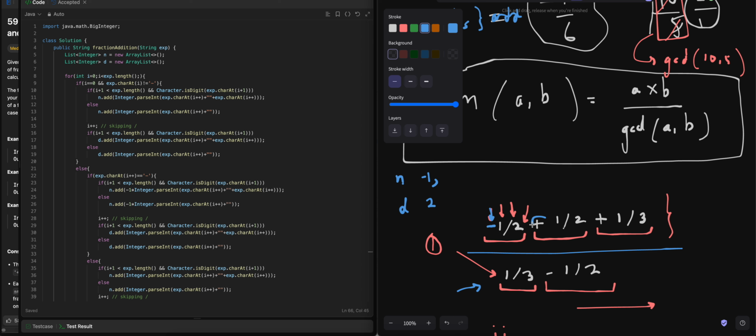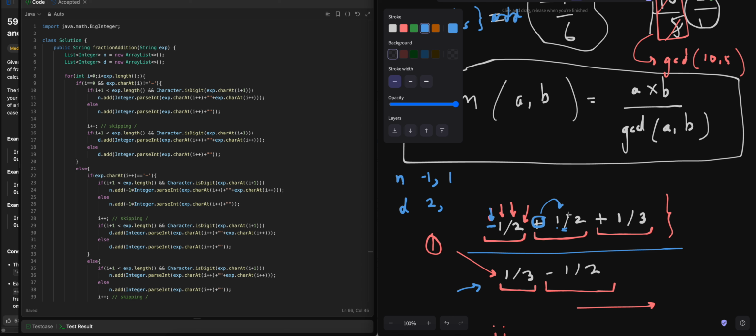Then again we got a sign character. Here it is positive, so we don't have to multiply with -1. We will simply store the digit following it in the numerator without multiplying by -1, and we will also check whether it is 2-digit or not. It is not a 2-digit, so we will store it as it is. Then there is a divide symbol. We will skip it because it represents the fraction.